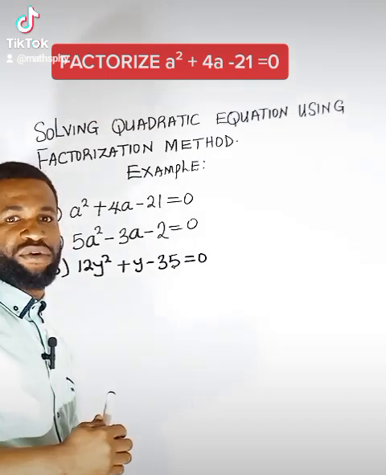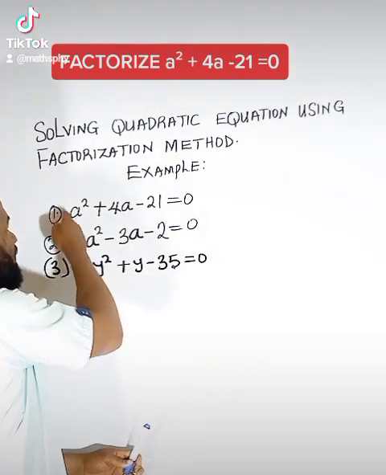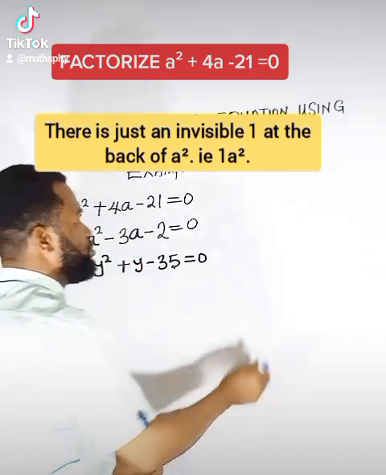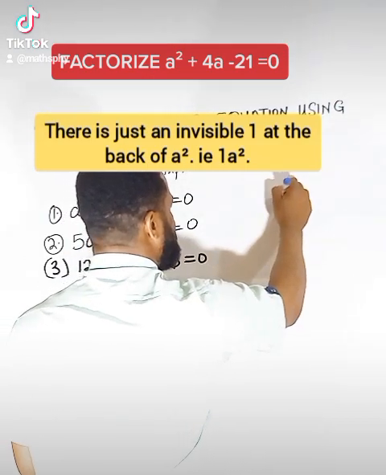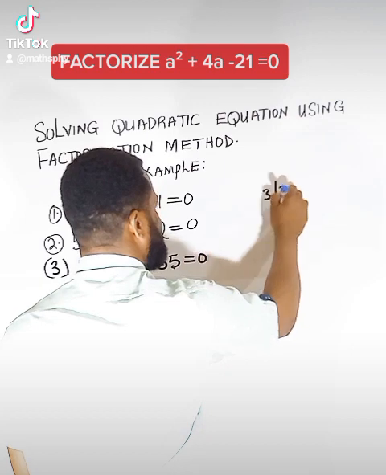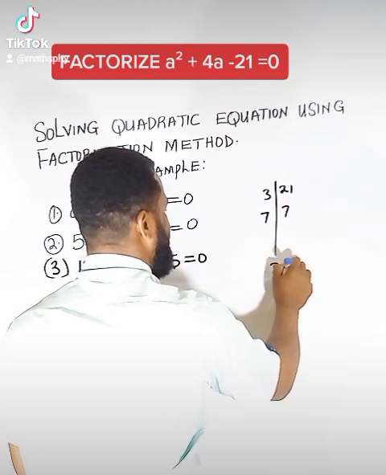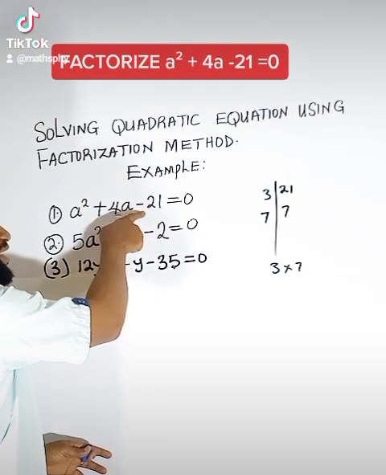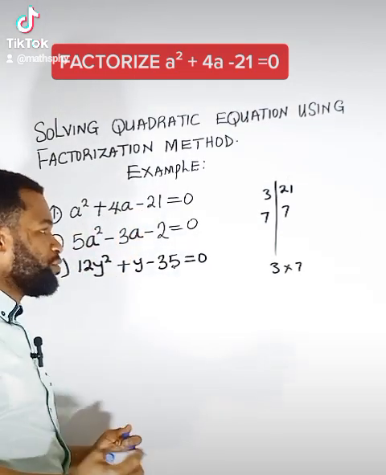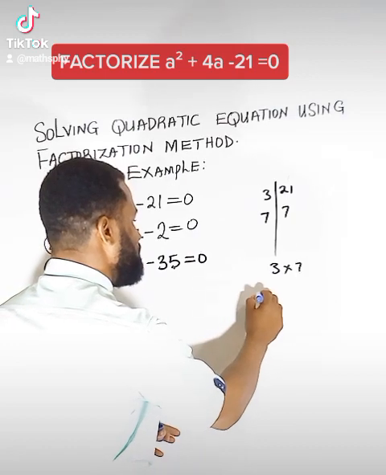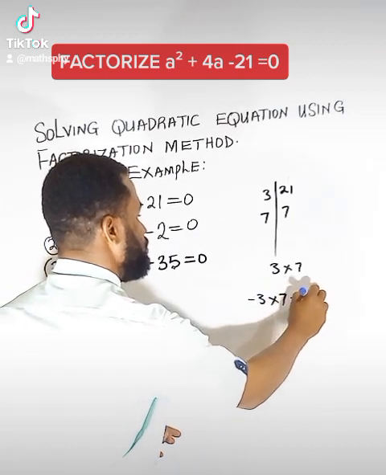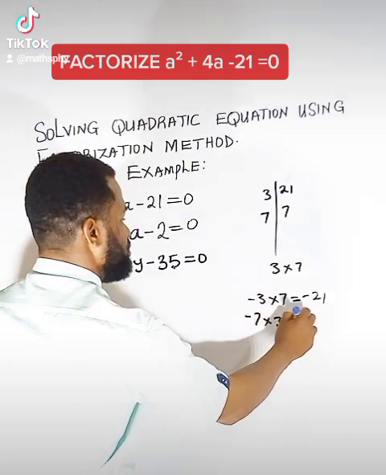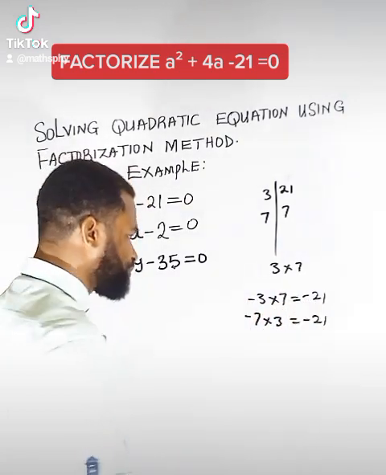The first thing you must always do, since there is no number at the back of this a², is find the factors of this value. So 21: the factors of 21 are 3 times 7. But this number is not just 21, it's minus 21. When it is minus 21, it's going to be either minus 3 times 7, which is minus 21, or minus 7 times 3, which will give you minus 21.